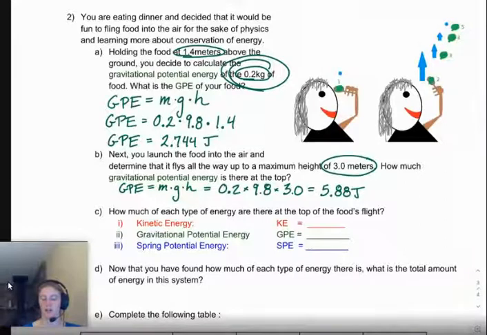The next question asks, how much of each type of energy are there at the top of the food's flight? So I'm going to look at my picture over here. So up here at the top, you'll notice that it's not moving. Well, when it's not moving, that means that my kinetic energy is 0. So my kinetic energy will be 0. At the top, I just figured out what my gravitational potential energy will be, so I can plug that in here. This is 5.88 joules. And spring potential energy, there is currently no spring or spoon compressed or bent up at the top, so I can just say that that is 0 as well.